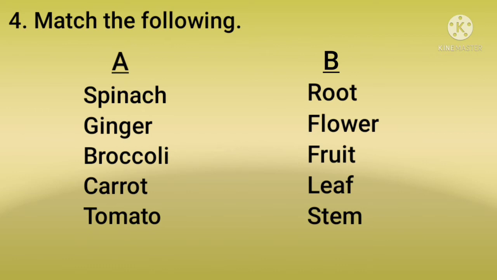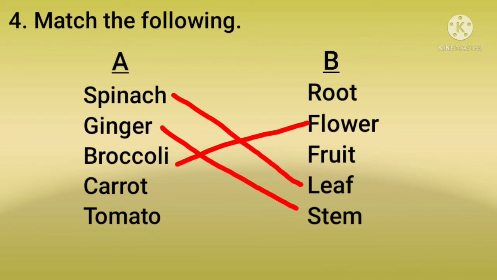You know that spinach is a leaf, ginger is a stem, broccoli is a flower, carrot is a root and tomato is a fruit.